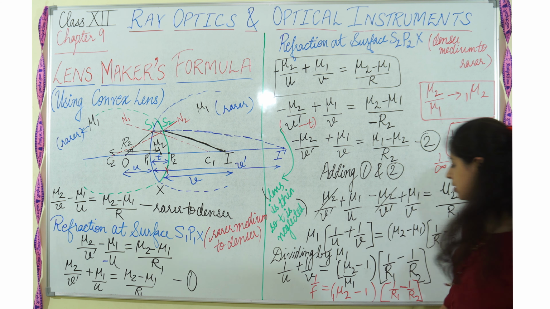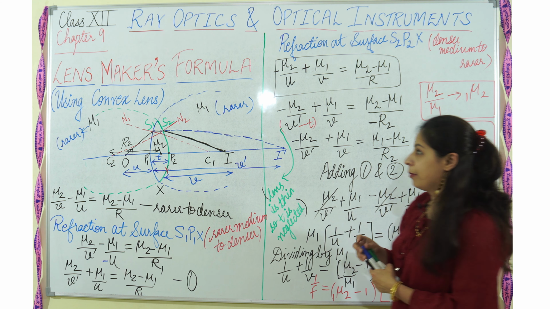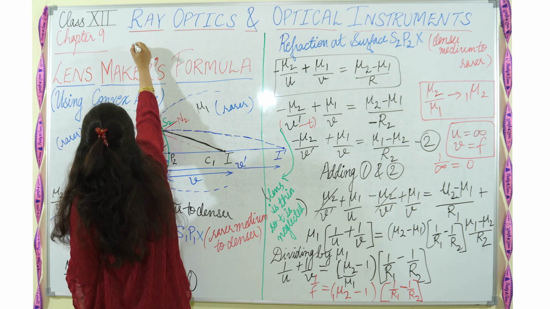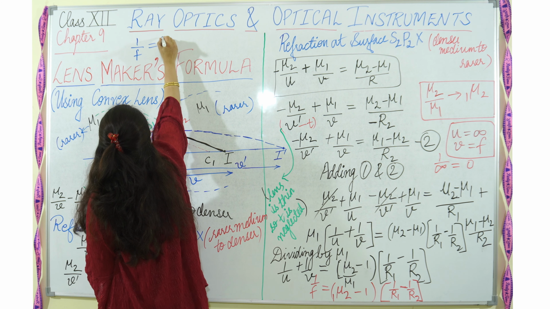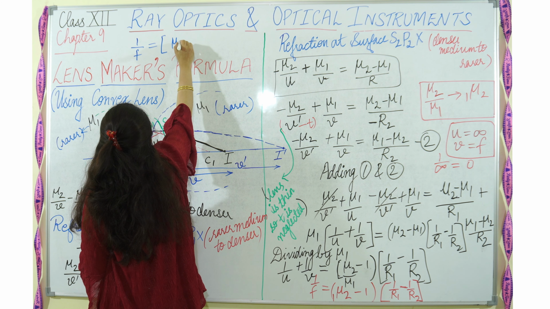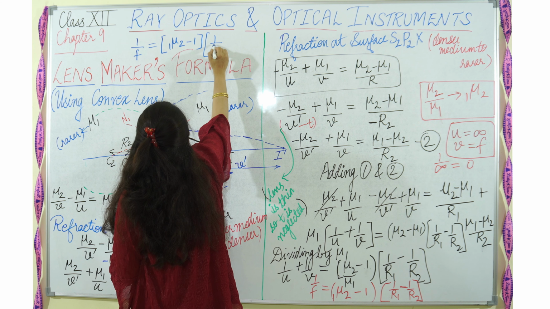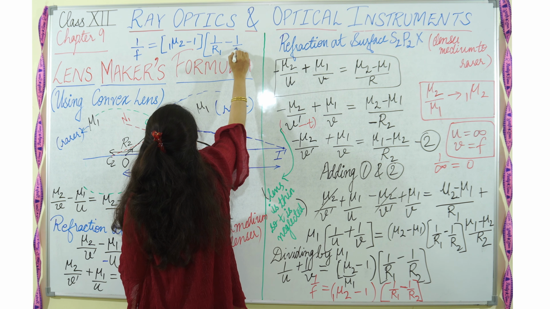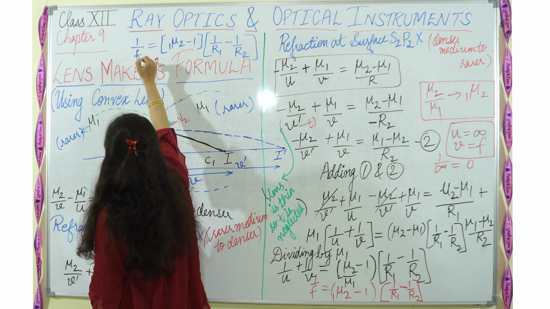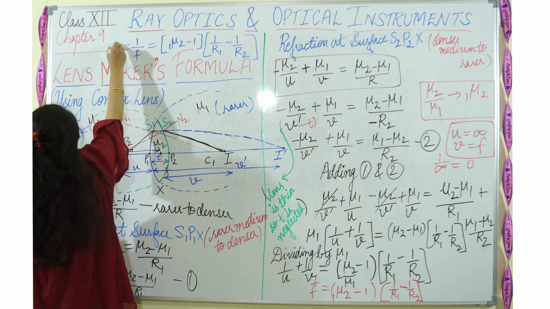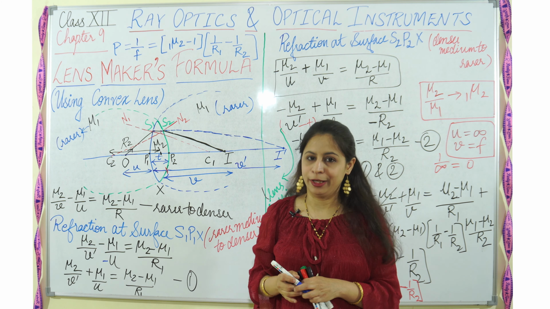So this is my lens maker's formula. I'm writing it over here. My lens maker's formula is 1 upon f is equal to mu21 minus 1 upon r1 minus 1 upon r2. So this is also equal to P, power, because my power is given by 1 upon f.